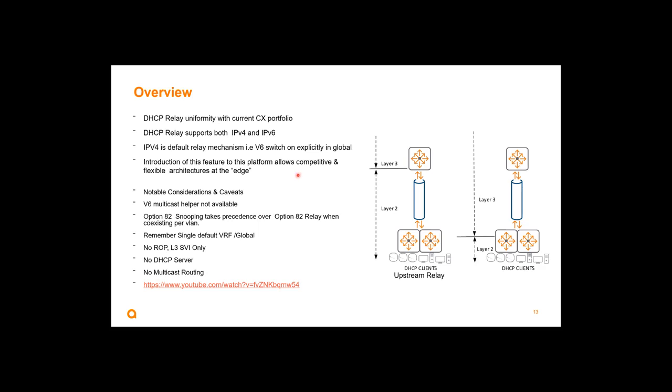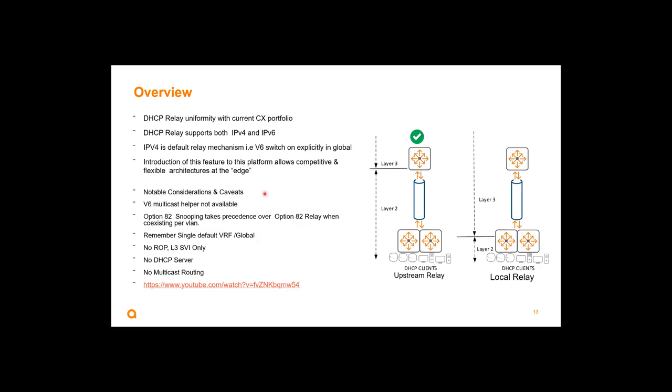We can see that we have two options. Prior to this feature, if you wanted to enable DHCP, the layer three boundary would be upstream and it would be reliant on an upstream router or switch, which is still a valid configuration. With this option, we can now bring the layer three boundary down and have DHCP relay given out locally.